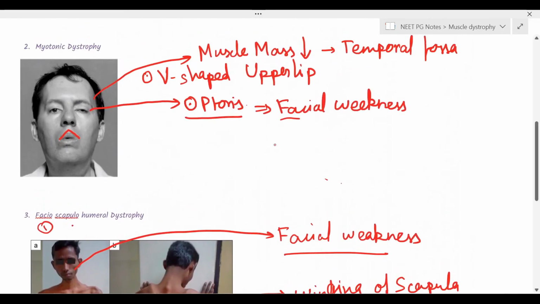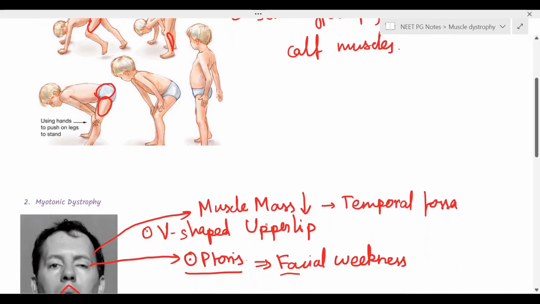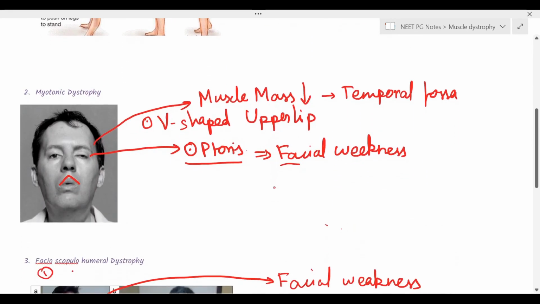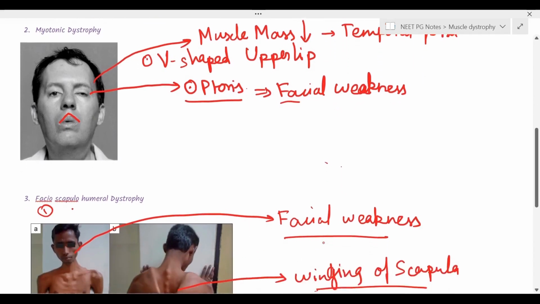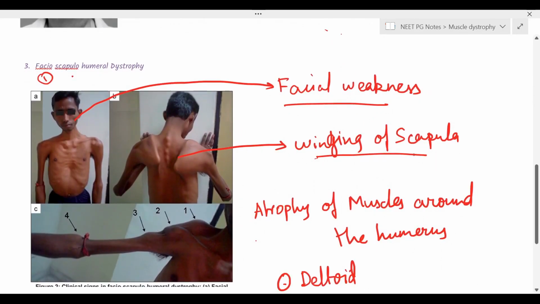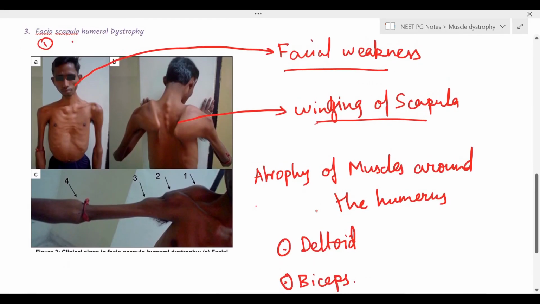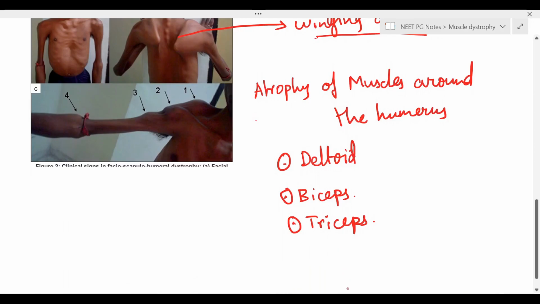So the first one is Duchenne muscular dystrophy. Let's see a summary. In Duchenne muscular dystrophy we'll be having Gower sign and pseudohypertrophy of calf muscles. In myotonic dystrophy we'll be having decreased muscle mass in the temporal fossa, V-shaped upper lip, and also facial weakness. Then in facioscapulohumeral dystrophy, we have facial weakness, winging of scapula, and atrophy of muscles around the humerus, that is deltoid, biceps, and triceps. So these are the things about dystrophies, right? Thank you.